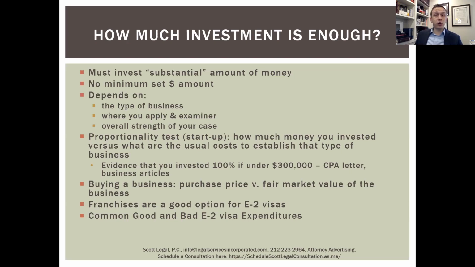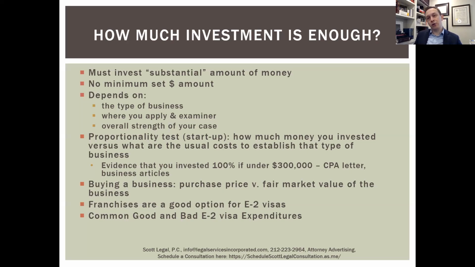And finally, there are good and bad E2 visa expenditures. Good expenditures really are those that clearly go toward contributing to the growth and operation of the business. Inventory, office space, hiring workers. These are all things that, when an officer looks at them, they are likely to say, of course, you need those things for the business to operate.